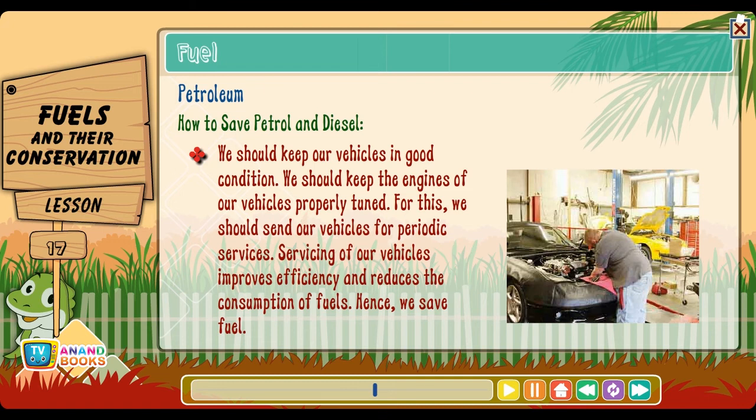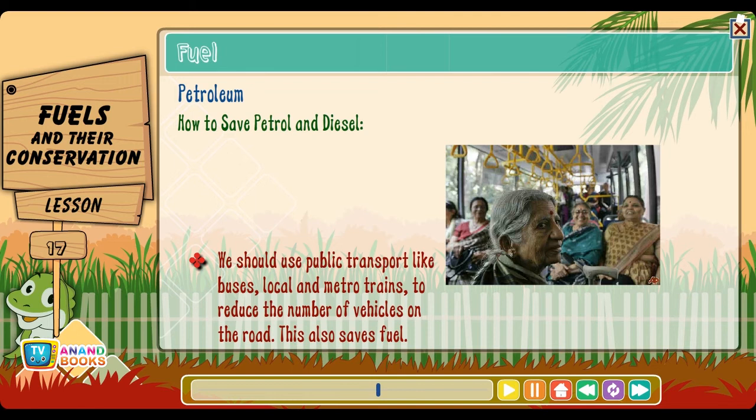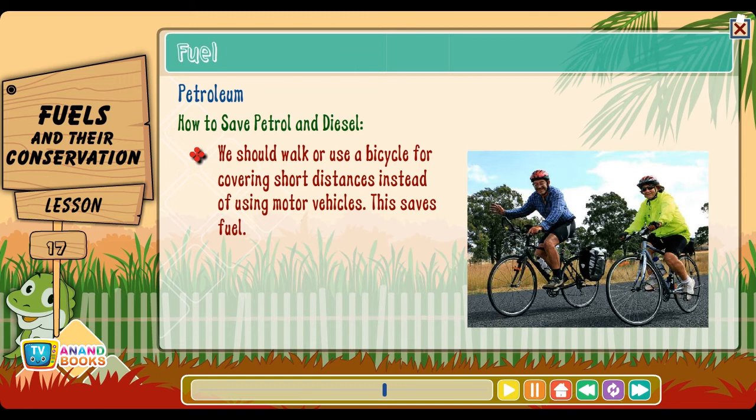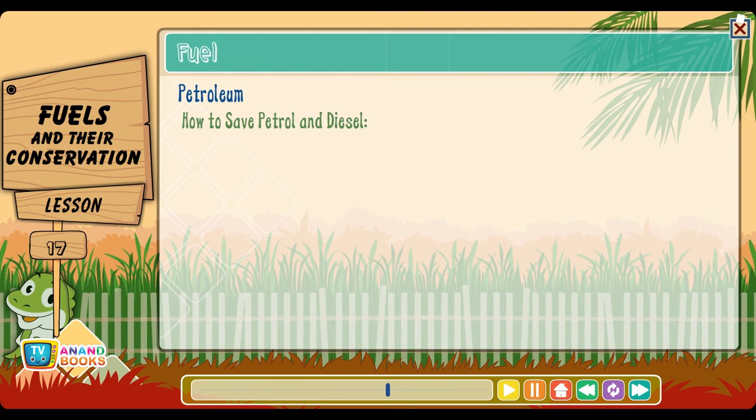Hence, we save fuel. We should use public transport like buses, local and metro trains to reduce the number of vehicles on the road. This also saves fuel. We should walk or use a bicycle for covering short distances instead of using motor vehicles. This saves fuel.